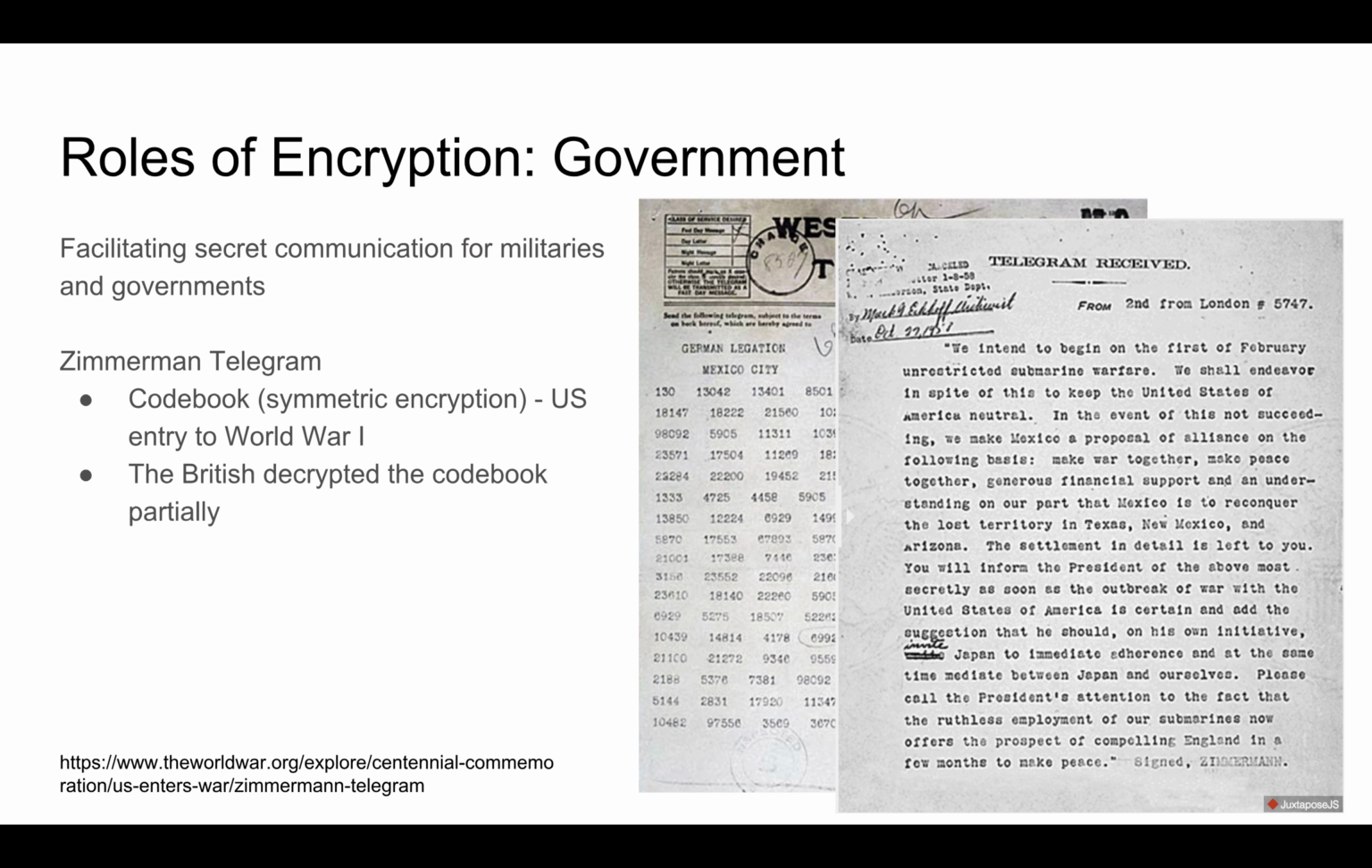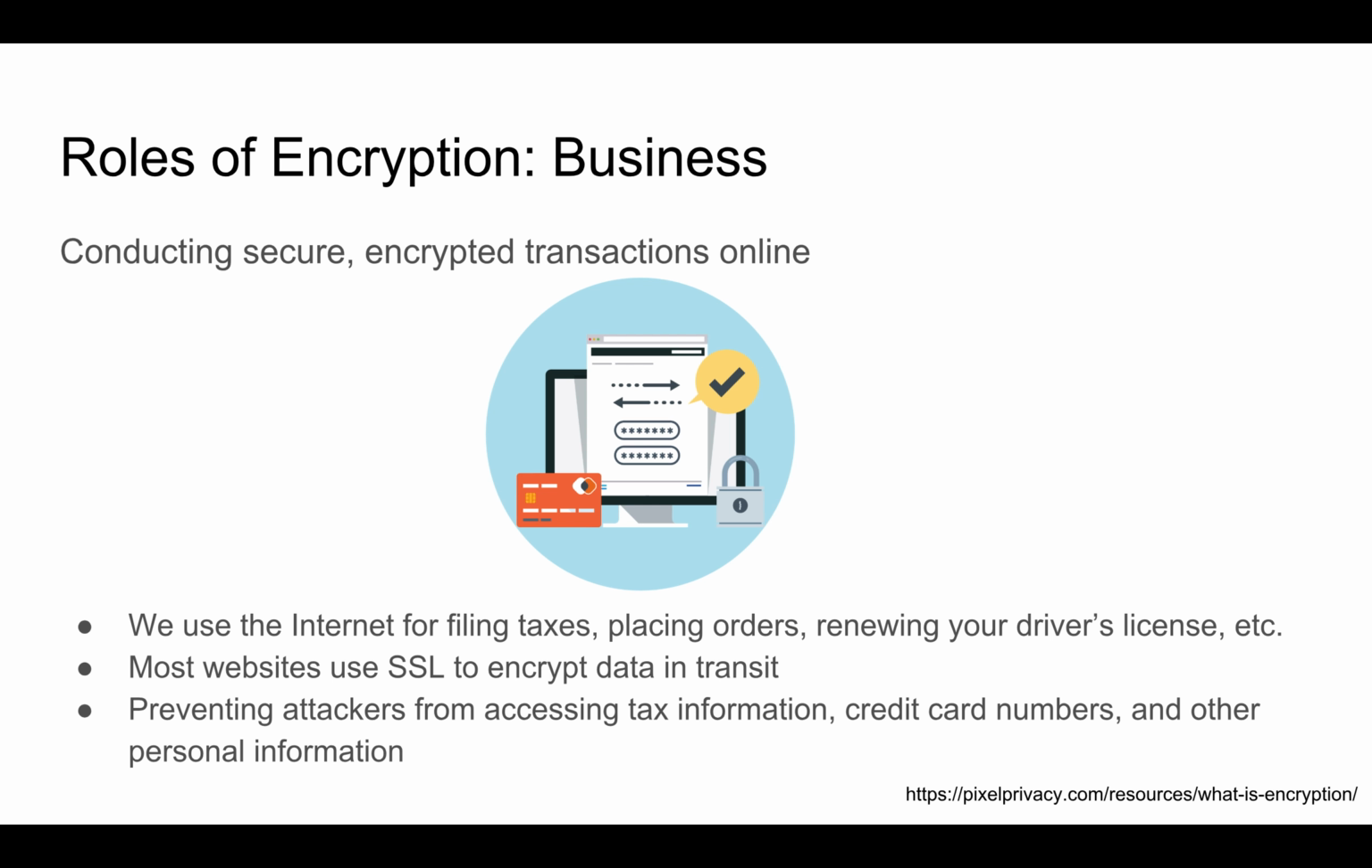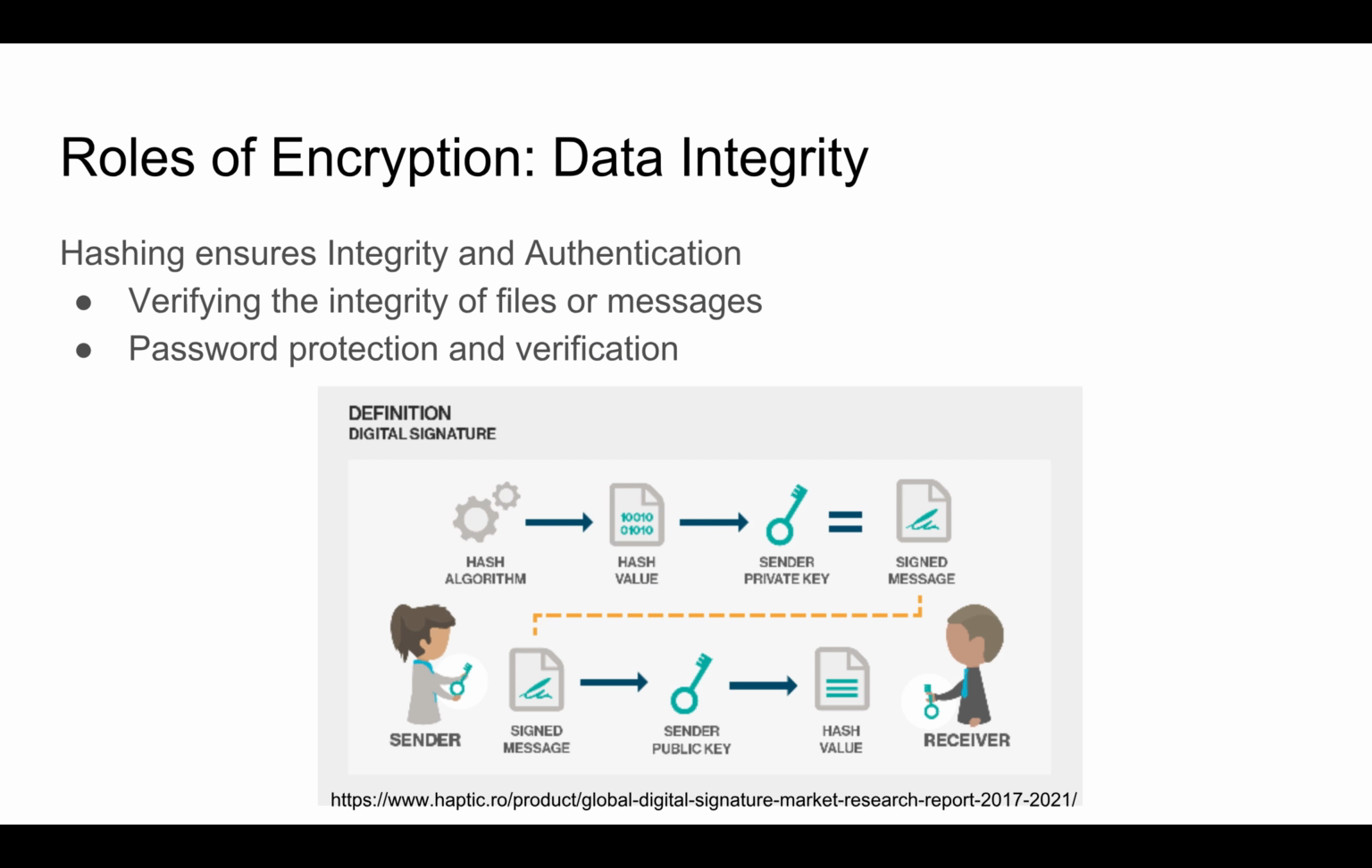As a conclusion, we will discuss the importance of encryption in IT. First, encryption has facilitated secret communication for militaries and governments. A famous illustration is the Zimmermann telegram. Encryption also plays a crucial role in business, so it helps conduct secure, encrypted transactions online. Finally, hashing ensures integrity and authentication.